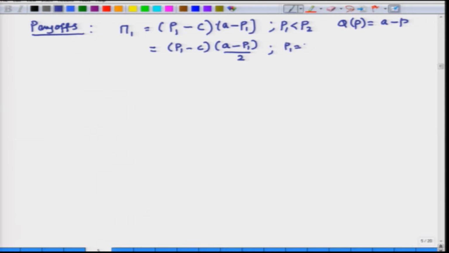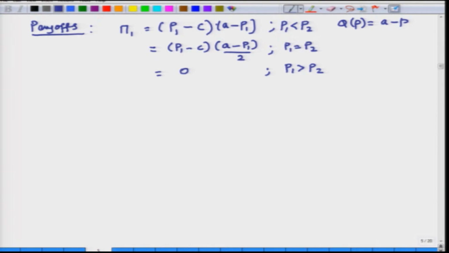And when P1 is greater than P2, which is when firm 1 charges a price larger than the price charged by firm 2, then as per our model all consumers go to firm 2. So, firm 1 sells 0 units, and its profit is 0 if P1 is greater than P2.